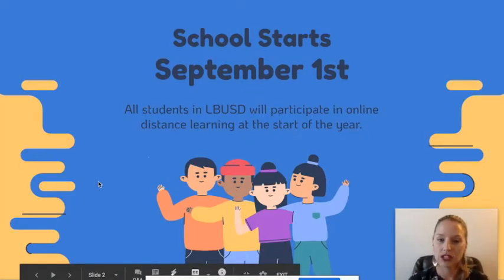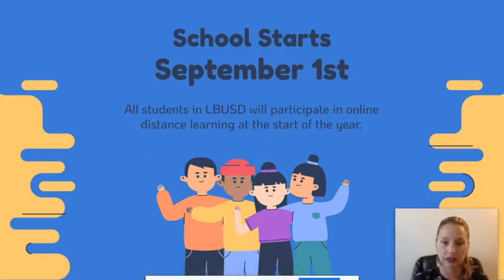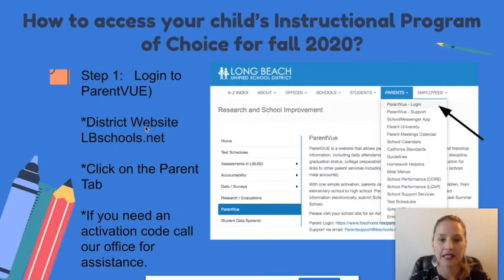So, school starts September 1st. All students are going to be participating in distant learning, meaning online. That being said, when it is safe to return to school, there's a couple of options that we want you to select through Parent View. So, how to access your child's instructional program of choice for the fall.